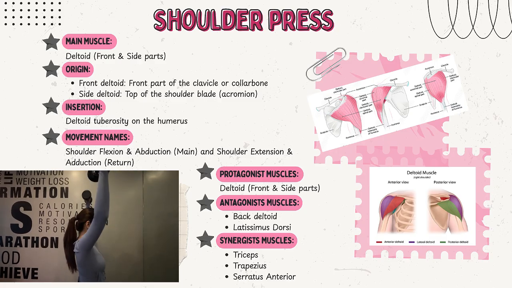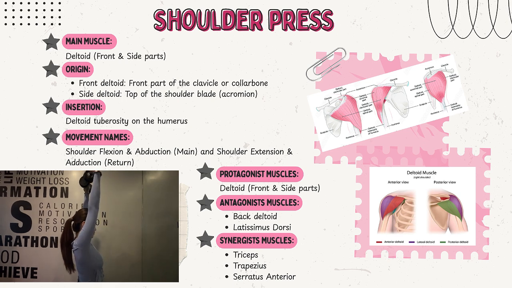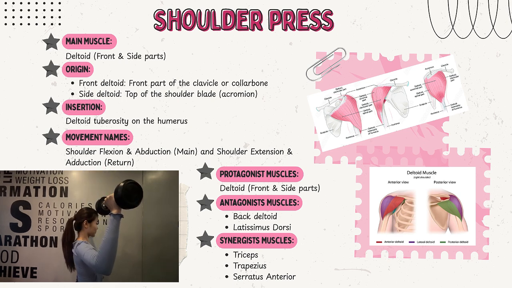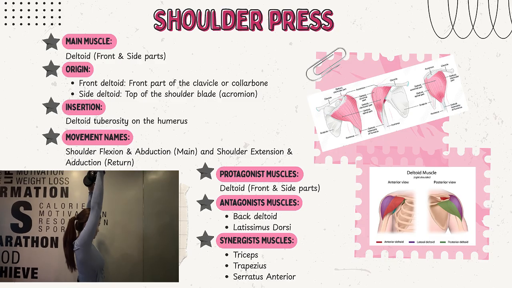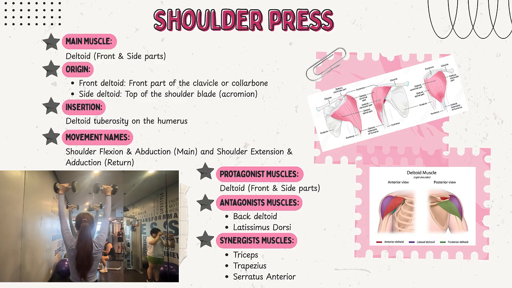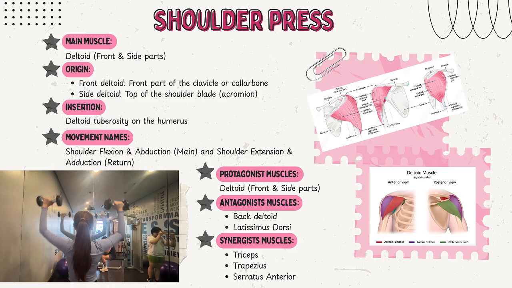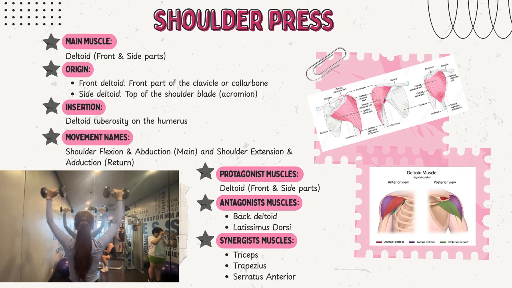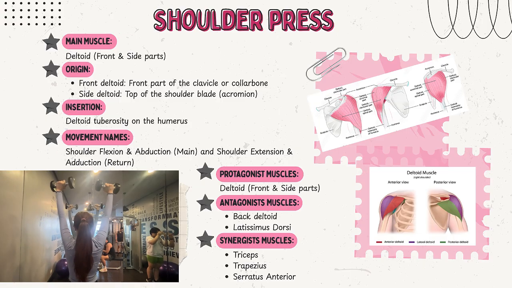Here is how the muscles work during the movement. As you push the dumbbells up, your front and side shoulder muscles contract to raise your arms, with the triceps extending your elbows to help push the dumbbells up. Your trapezius and serratus anterior muscles contract to stabilize your shoulder joint, preventing any lifting of your shoulder.